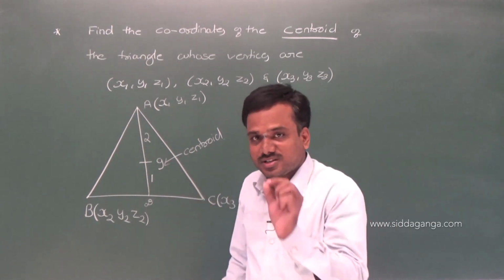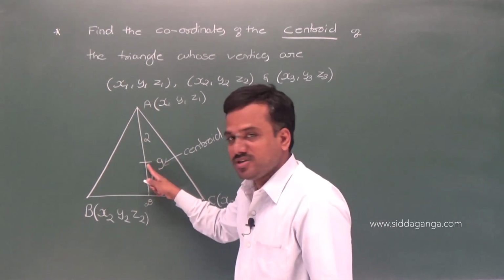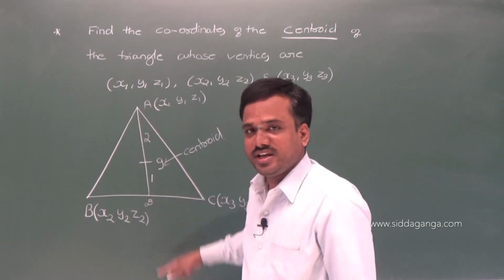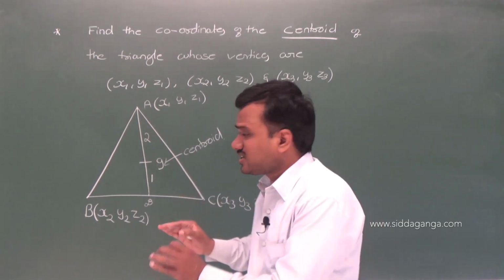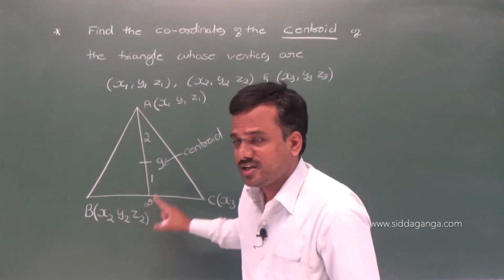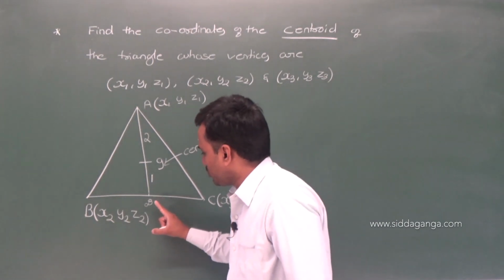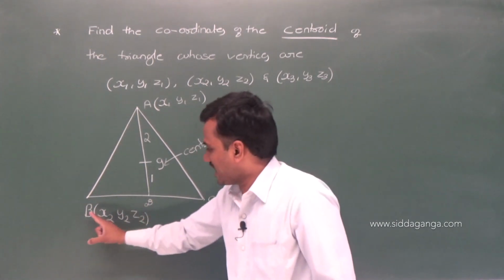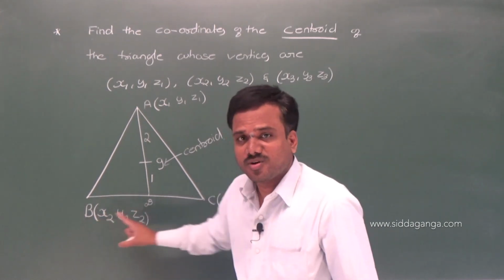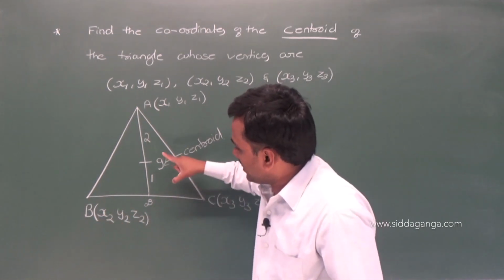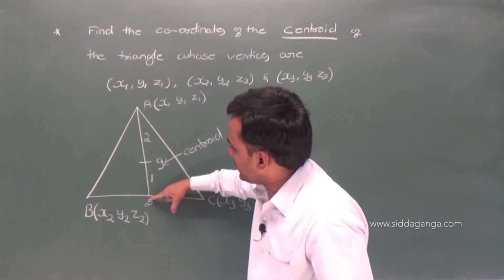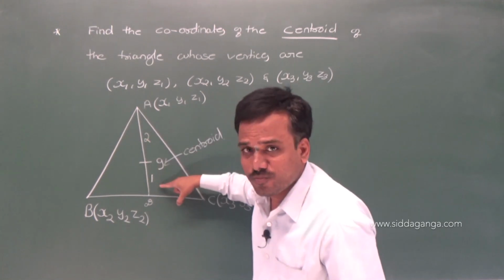Let G be the centroid. It divides the line joining AD. AD is nothing but a median. So median means the point D lies exactly at the midpoint of BC. Let G be the centroid. It divides the line joining AD in the ratio 2:1.